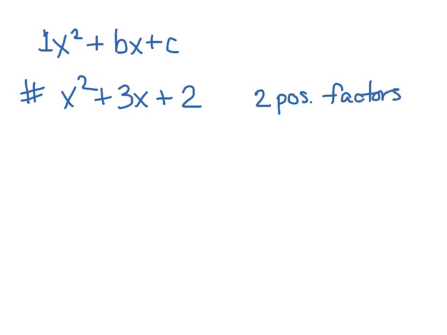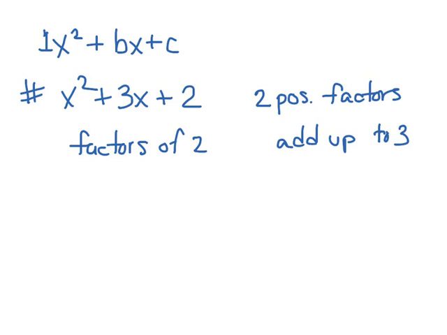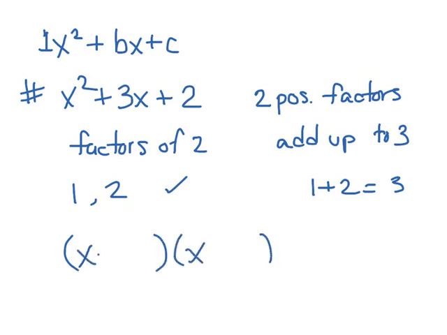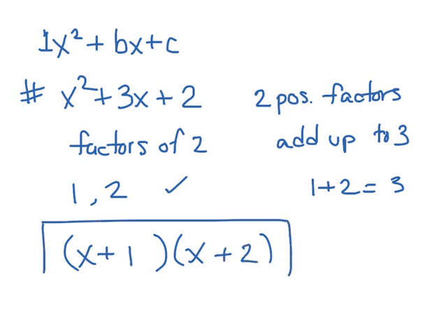Now all we have to do is look for factors of 2 that add up to our b, which is 3. The only factors of 2 are 1 and 2, right? 1 times 2 is 2. 1 plus 2 equals 3. So these are the correct factors. And then we can go straight to the double bubble, where we put x in both of them, and we know that they're both positive, so we have x plus 1 times x plus 2. So that's our first example.